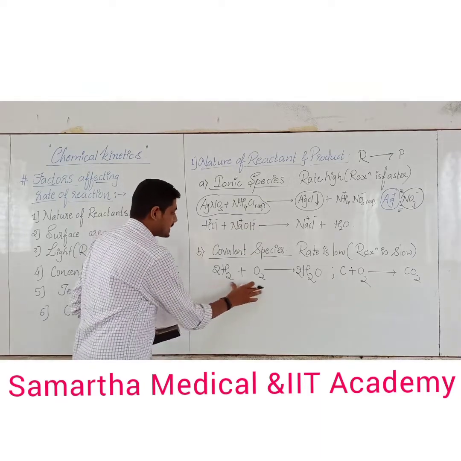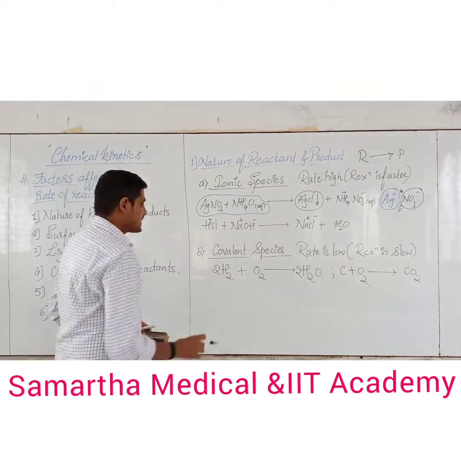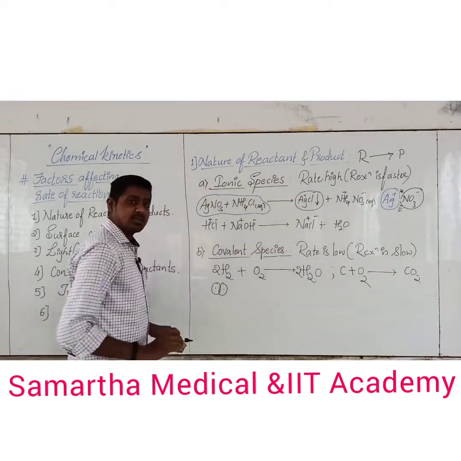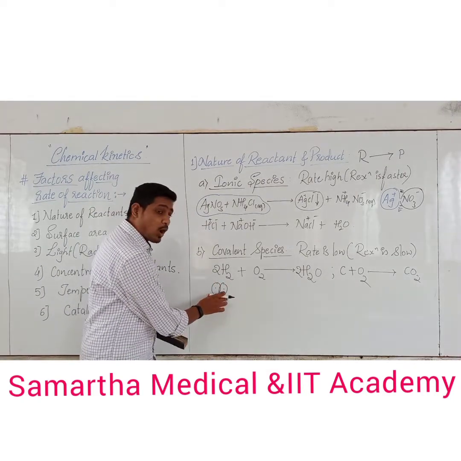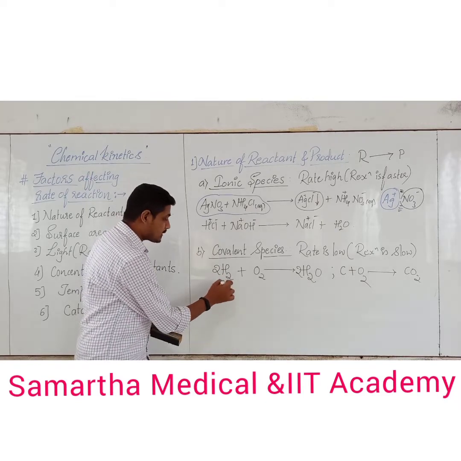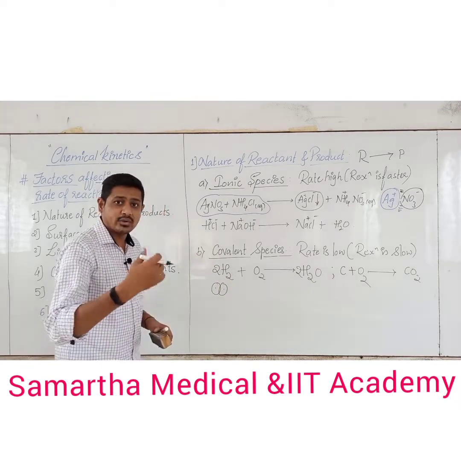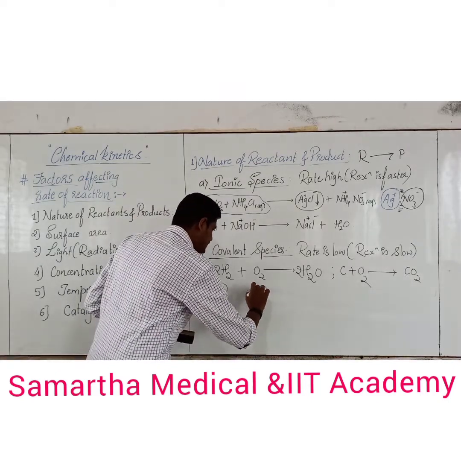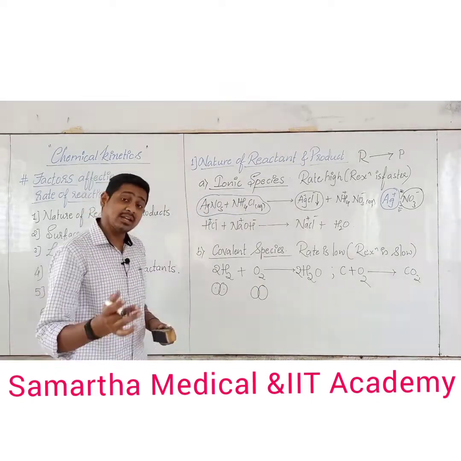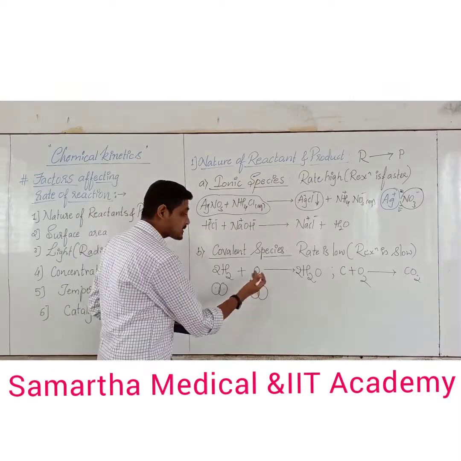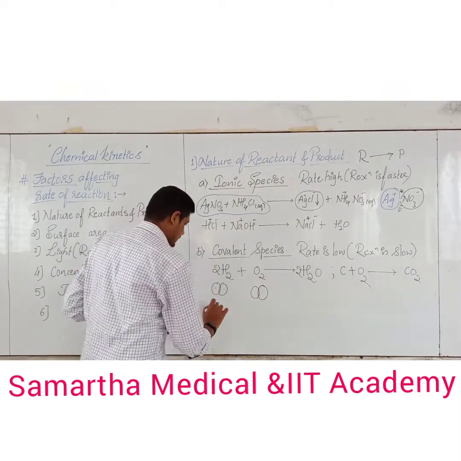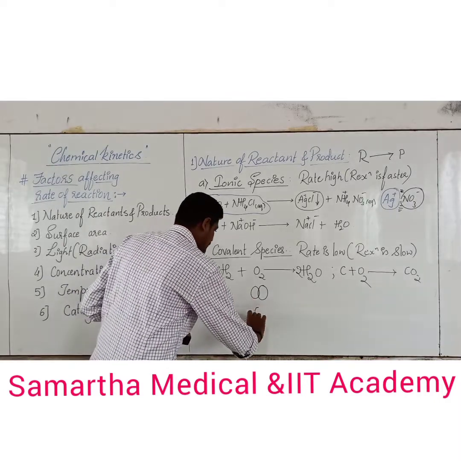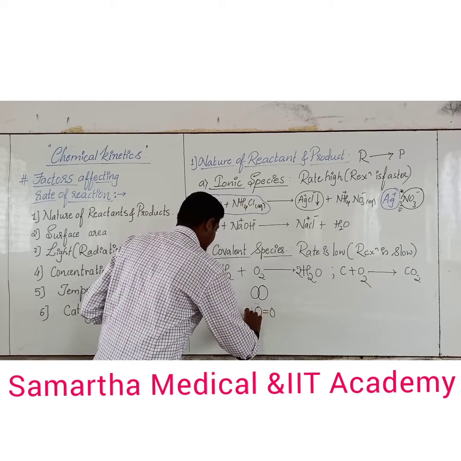Let me take the example of water here. If I consider hydrogen molecules, the atomic orbitals of hydrogen overlap with one another. Similarly, in oxygen, two oxygen atoms have overlapped. There is actually a bond existing. Like here, in hydrogen there is a single bond, and in oxygen there is a double bond.